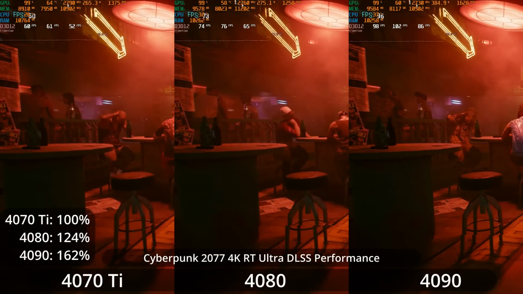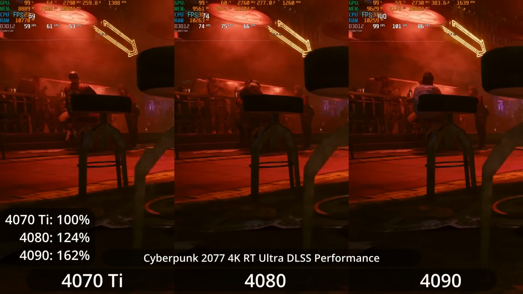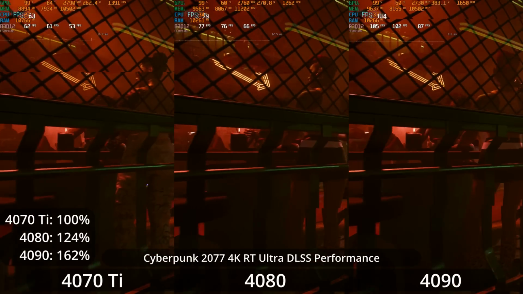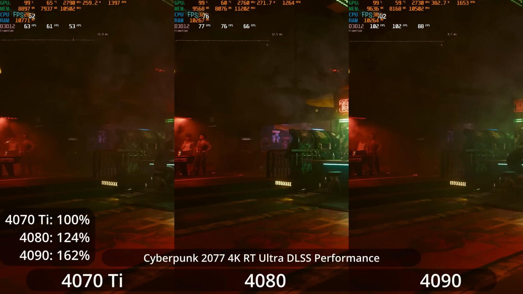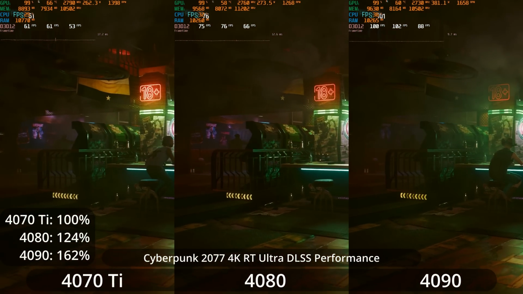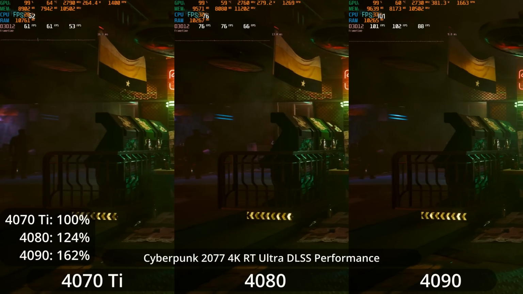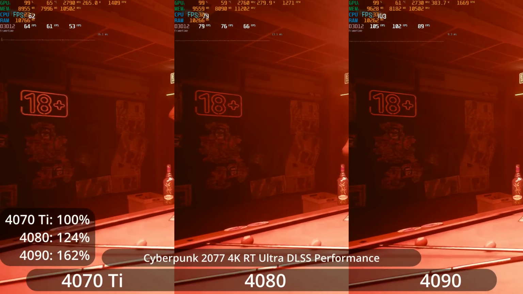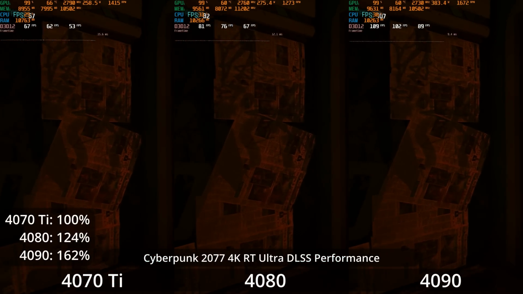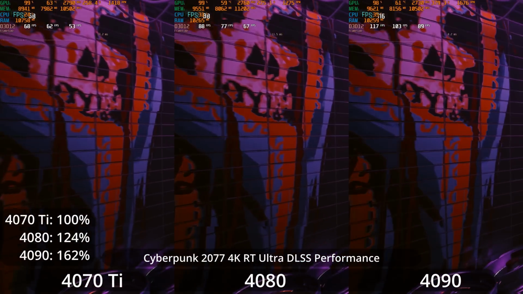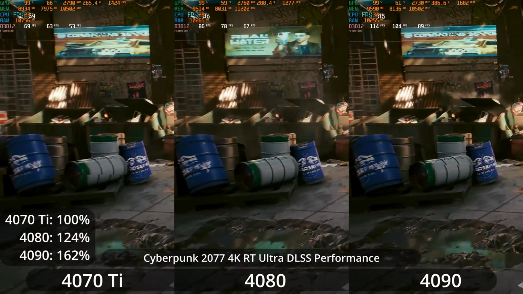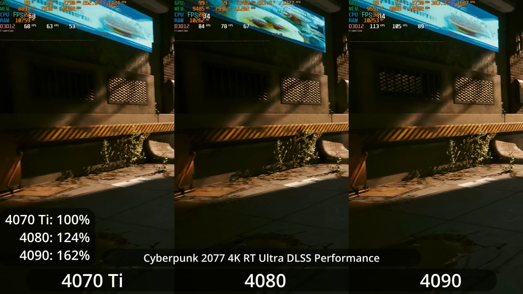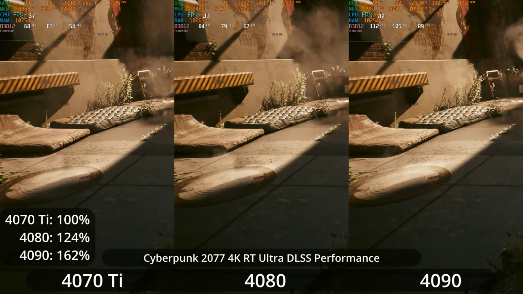Now, I was thinking, okay, if we wanted to play with RT Ultra, how much would we need to upscale? I had to go all the way down to DLSS performance mode in order to get the 4070 Ti up to around 60 frames per second at 4K RT Ultra. That means that this is actually rendering the game at 1080p and then using the DLSS algorithm to upscale and try to output a 4K-like image.